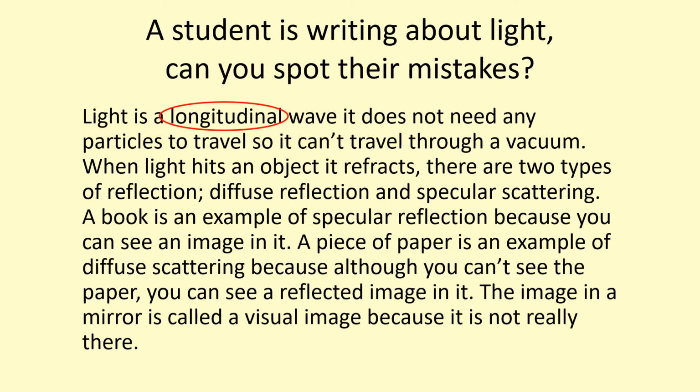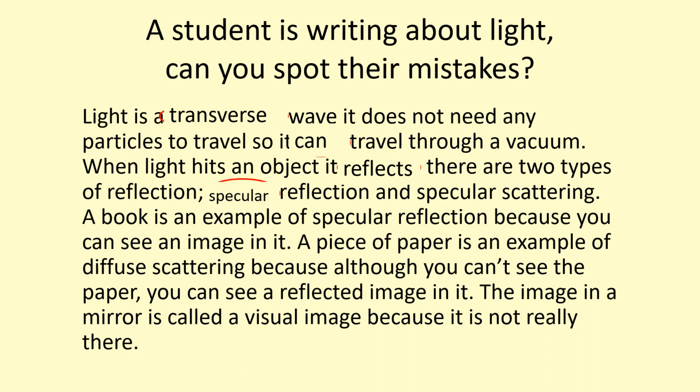So the first one is light is not a longitudinal wave, it is transverse. And it doesn't need any particles to travel, so it can travel through a vacuum. Okay, when light hits an object, it doesn't refract, it reflects. There are two types of reflection, that's true, but they're not diffuse reflection and specular scattering. They are specular reflection and diffuse scattering. A book is an example of specular reflection. No, it isn't. A mirror is an example of specular reflection. You could have other options in there because you can see an image in it.